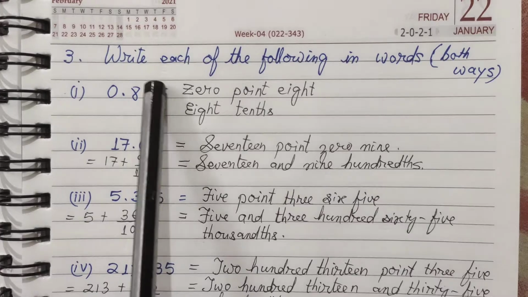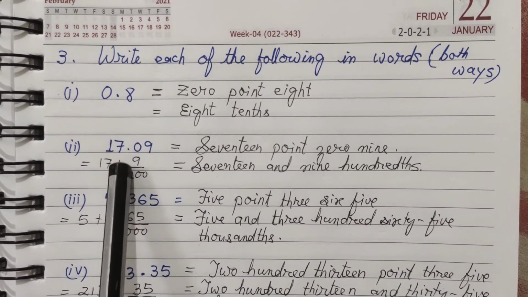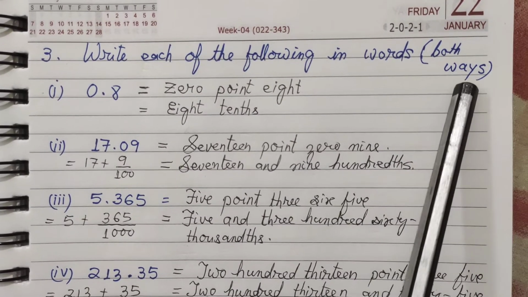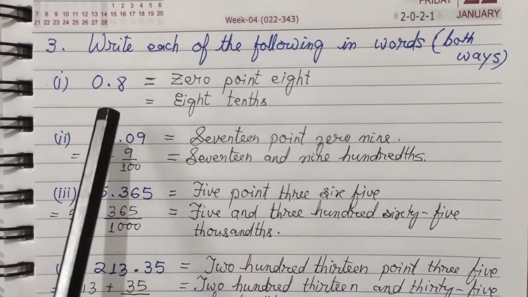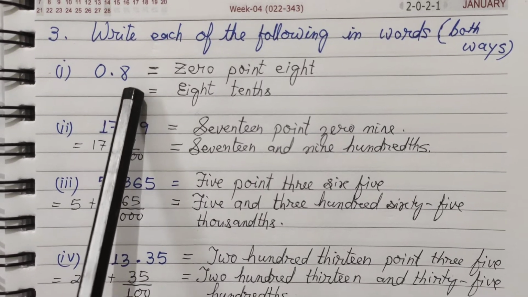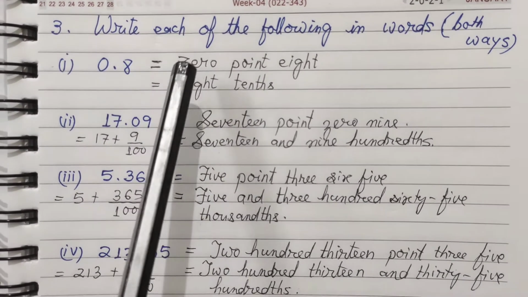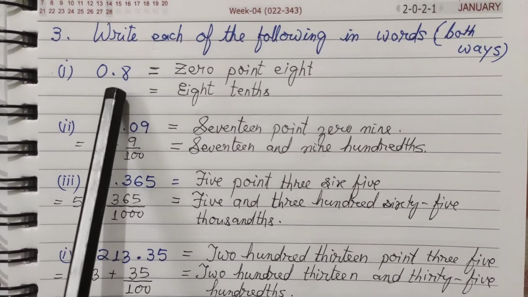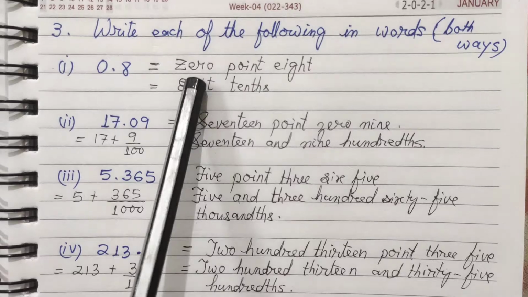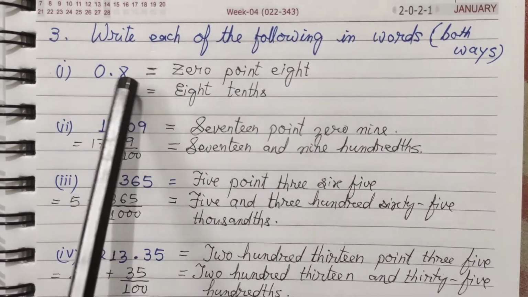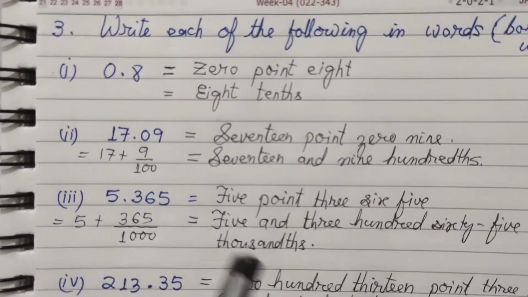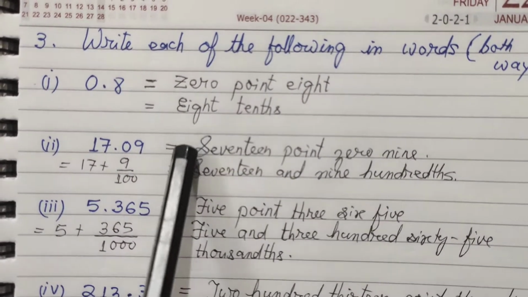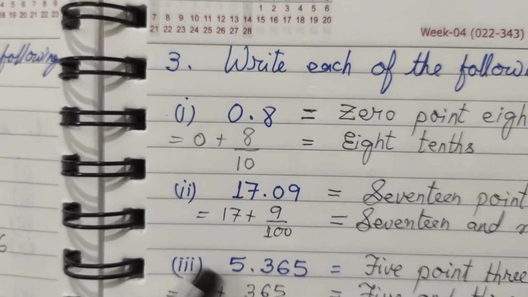The third question is, you have these decimals given to you. You have to convert them and write them in words, in both ways. Now how both ways? Let us see here. For the first question you have 0.8. So the first way you can write it is just how it is given in the number, 0 point 8, so you write it in words. Now the second way is like this.